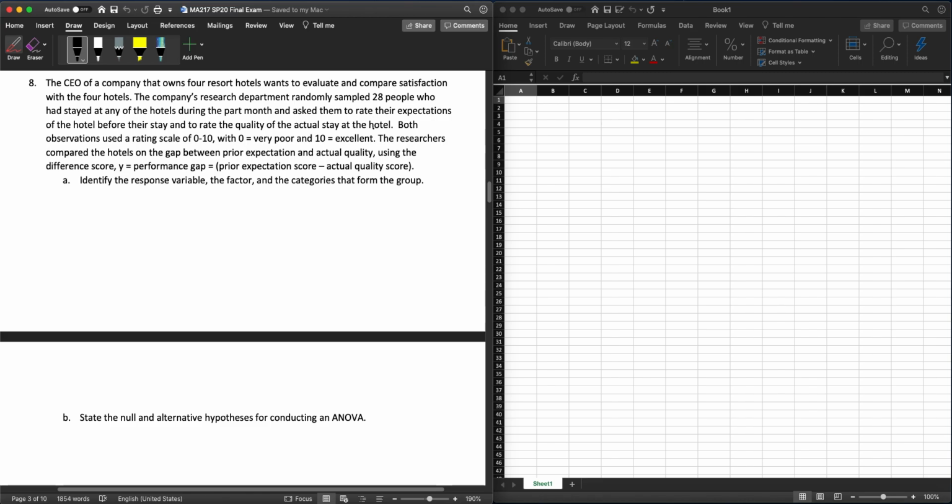Both observations used a rating scale of 0 through 10, with 0 being very poor and 10 excellent. The researchers compared the hotels on the gap between prior expectation and actual quality. Using the difference score, y is equal to the performance gap, or prior expectation score minus actual quality score, we want to first identify the response variable, the factor, and the categories that form the group. So, in this particular example, and I'm just going to type this on there, the response variable is performance gap.